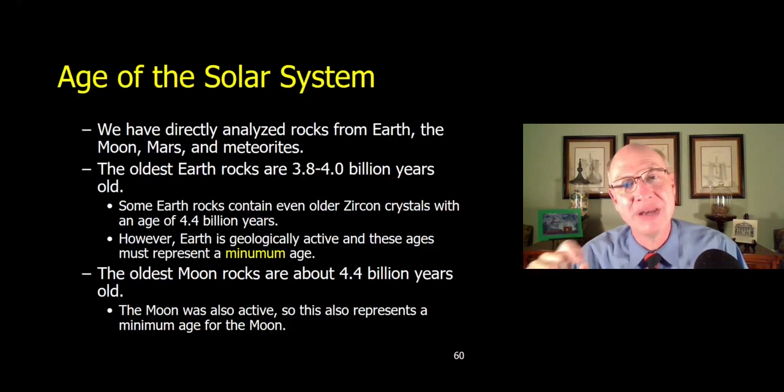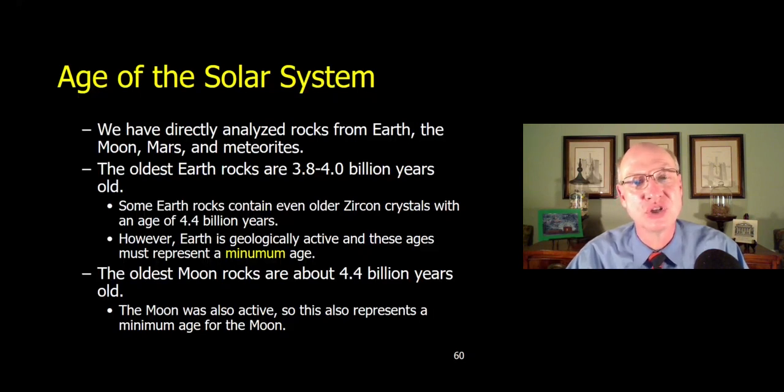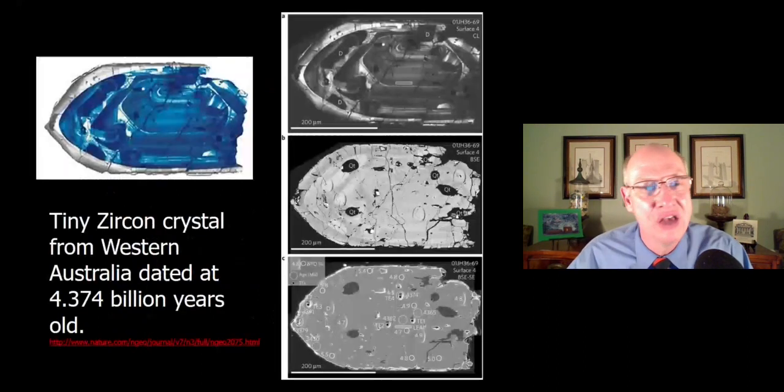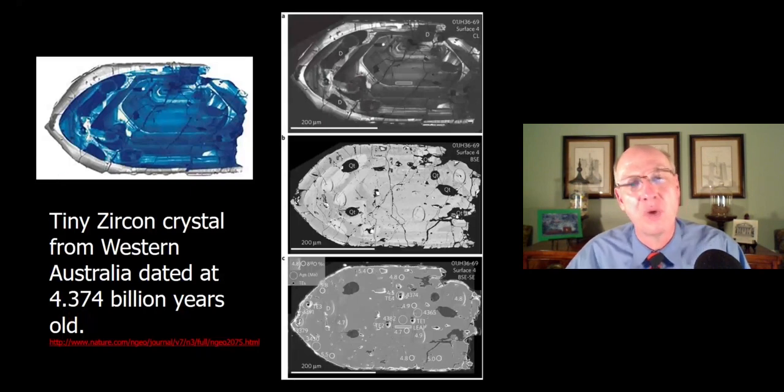So what will happen is this zircon will form. It'll be incorporated in a rock. That rock will erode away, but those little zircon crystals will be incorporated in the next generation of rocks. And so we have Earth rocks today that have these little tiny zircon crystals in them. This is a particular zircon crystal from Western Australia. And this particular one was dated to be 4.374 billion years old.